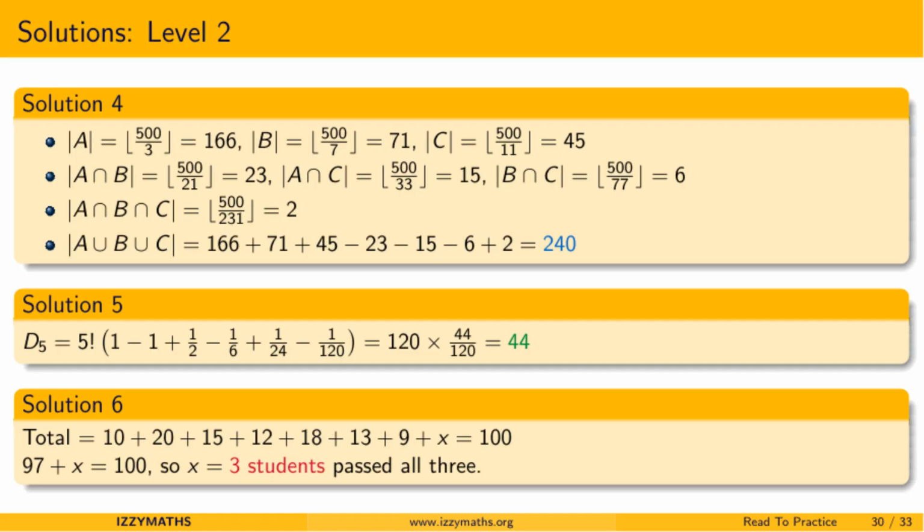Solution 6. Since the total must equal 100, we have 10 plus 20 plus 15 plus 12 plus 18 plus 13 plus 9 plus x equals 100. This gives us 97 plus x equals 100, so x equals 3 students passed all 3 subjects.